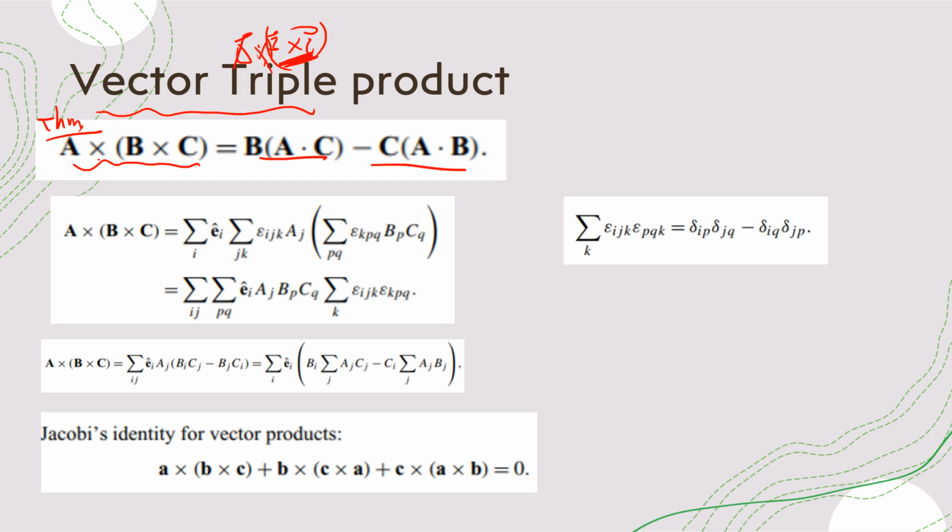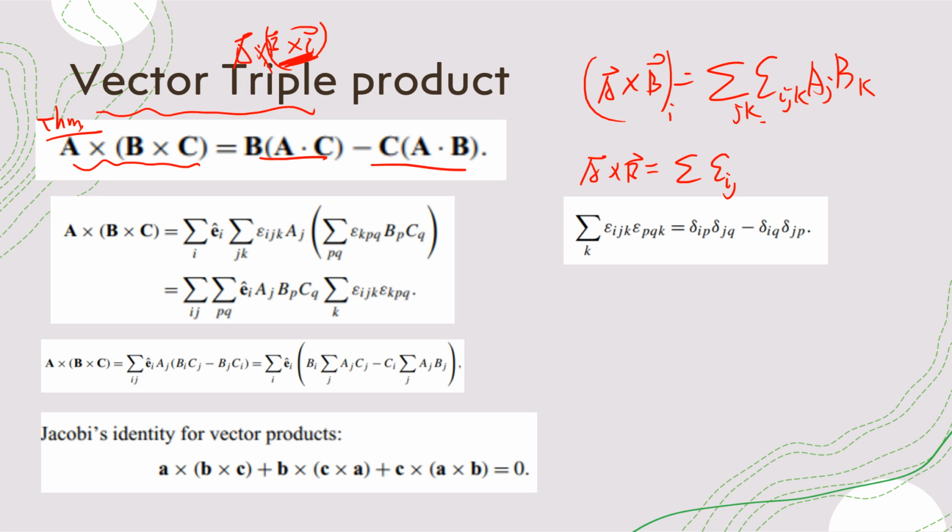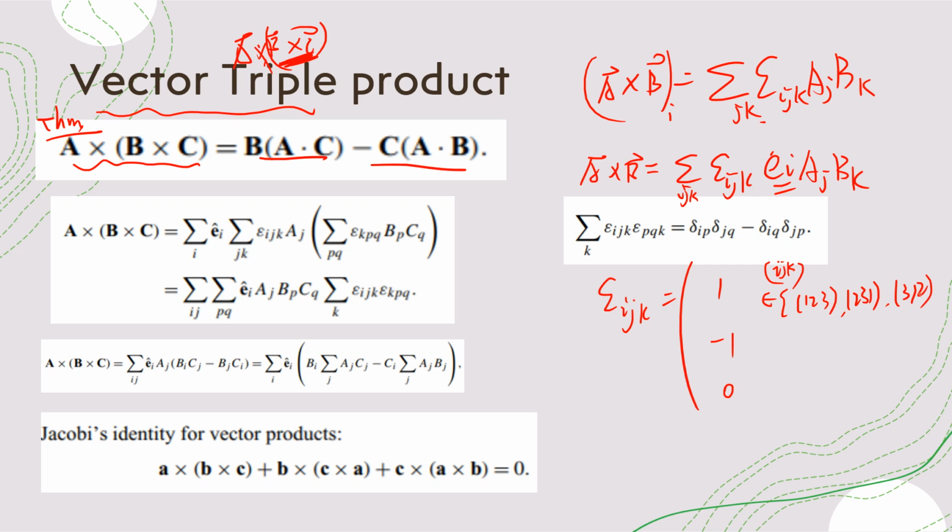One thing you can do is directly prove it by expansion, right? But another way is this: we know that the ith component of A cross B is the summation of epsilon ijk, aj bk. So that means A cross B can be written as epsilon ijk ei aj bk, where ei is the ith direction, basically i is xyz. Let me remind you that epsilon ijk is basically 1, -1, or 0. If ijk is 1, 2, 3, 2, 3, 1, or 3, 1, 2, it's 1. If ijk is 2, 1, 3, 1, 3, 2, or 3, 2, 1, that's -1, and otherwise it is 0.